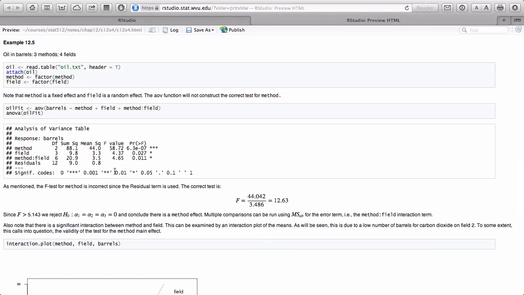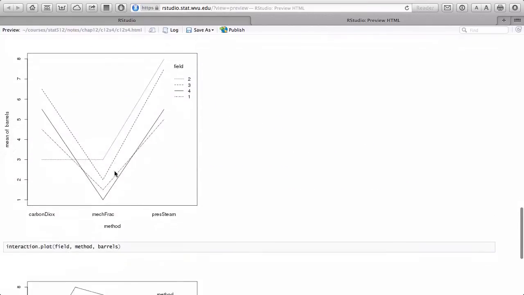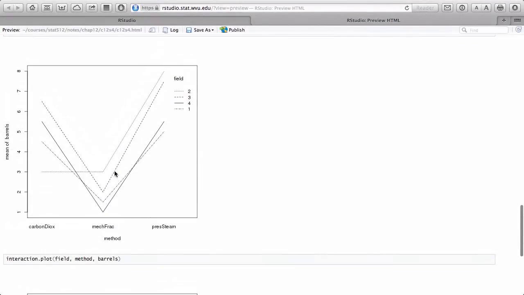Now, what do I mean by interaction? The best way I can explain it is to look at this particular graph. Down here, I have methods of extraction, and up here, I have the 4 fields. Now, notice that 3 of those 4 fields make sort of a V. If the 4th one, is that field 2? I think it's field 2. If the 4th one would have made a similar V, there would have been no interaction. The reason there's an interaction is because for the second field, the carbon dioxide method on the second field gives you a much lower yield.